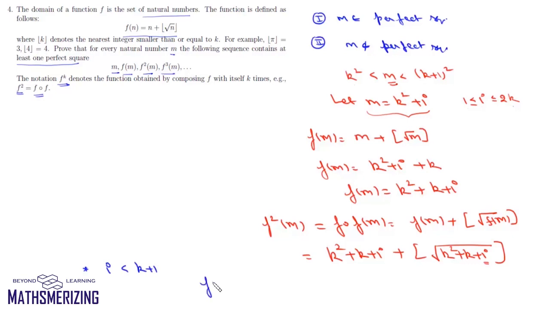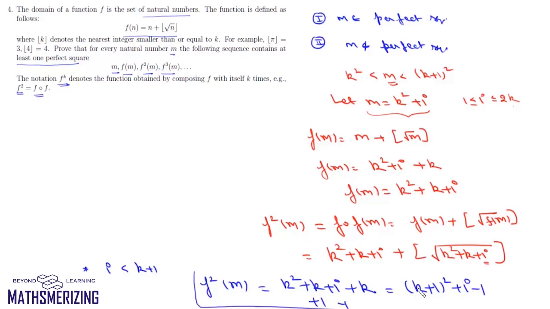So in that case, we can write f square m as k square plus k plus i, and then here it will be simply k. So what we'll do is, we'll add 1 and subtract 1, then we can write k plus 1 whole square plus i minus 1. So we get this f square m as (k plus 1) square plus i minus 1.